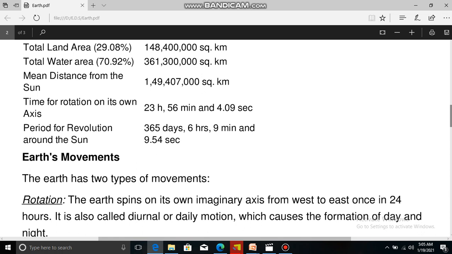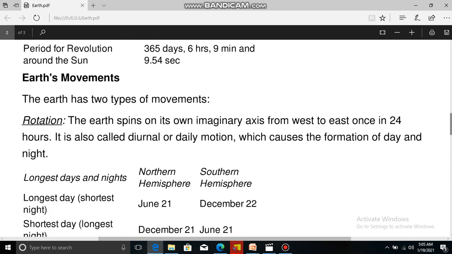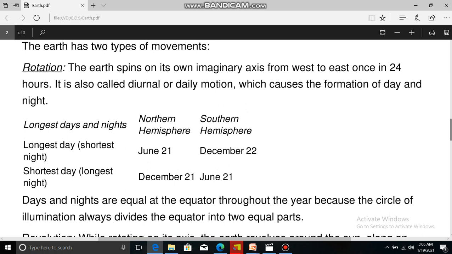The rotation. The Earth spins on its imaginary axis from west to east once in 24 hours. It is also called diurnal or day motion, which causes the formation of day and night. Longest day and night, northern hemisphere and southern hemisphere. Longest day, shortest night: 21st June in the northern hemisphere, 22 December in the southern hemisphere. Shortest day, longest night: 21st December in the northern hemisphere, 21st June in the southern hemisphere.